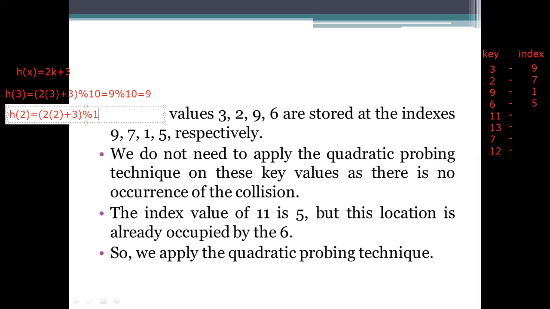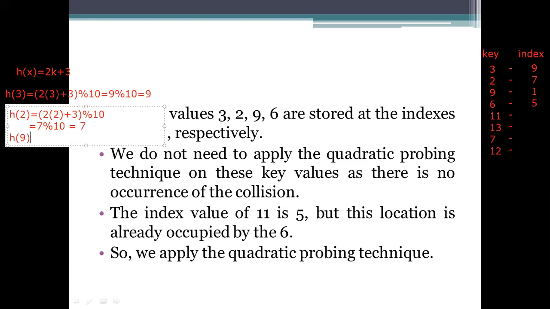Percentage 10, because the m value is 10. What is the value here? 4 plus 3, 7. 7 modulus 10 is equivalent to the 7th array index. And the other value here is h of 9.